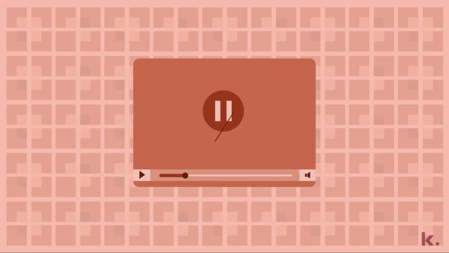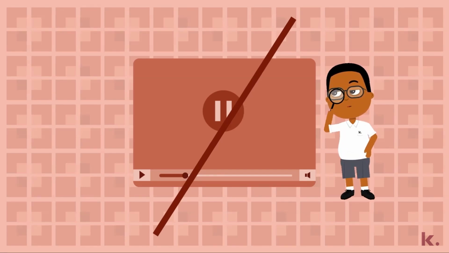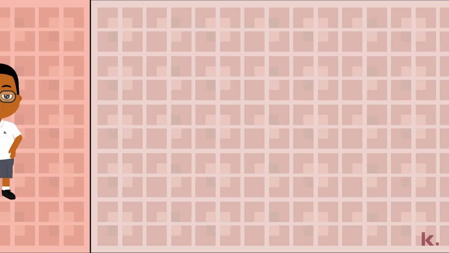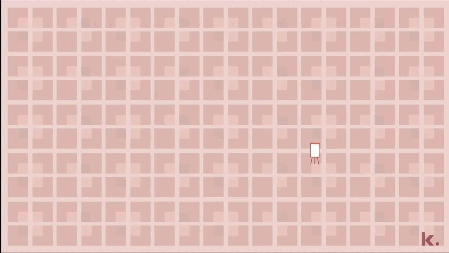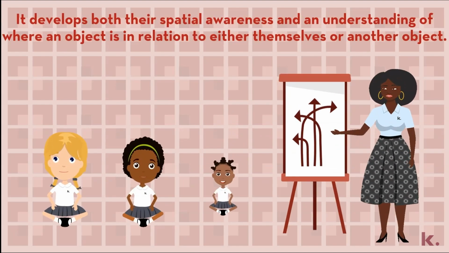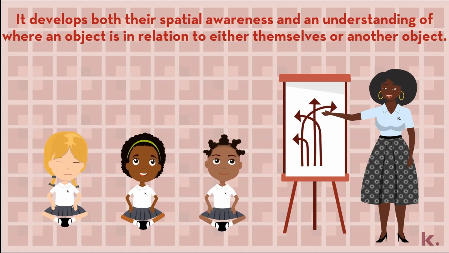This lesson has been split into 2 parts. We recommend that you watch them in the prescribed order. It is important for young children to learn the language of position. It develops both their spatial awareness and an understanding of where an object is in relation to either themselves or another object.